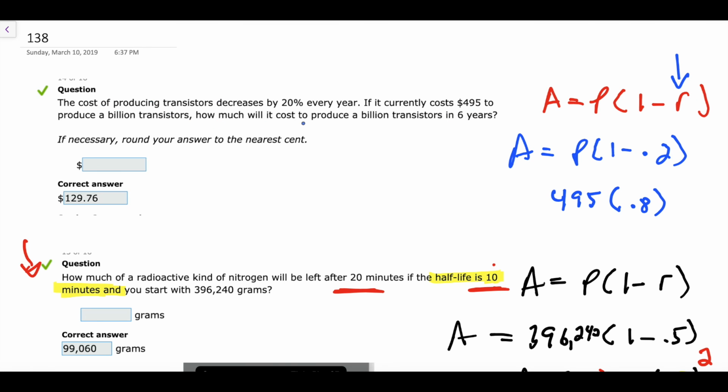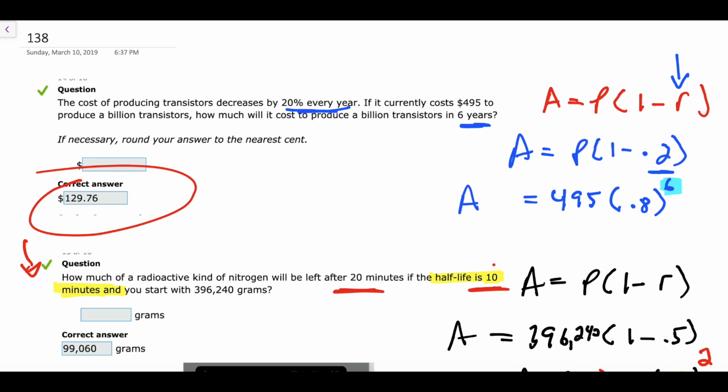How much will it cost to produce a billion transistors in 6 years? All right, so this percentage is applied every year. And how many of those every years do we have in this problem? 6. To the power of 6. Okay. That's it. Go ahead, punch it out. Tell me what you get. And that's the answer right there.